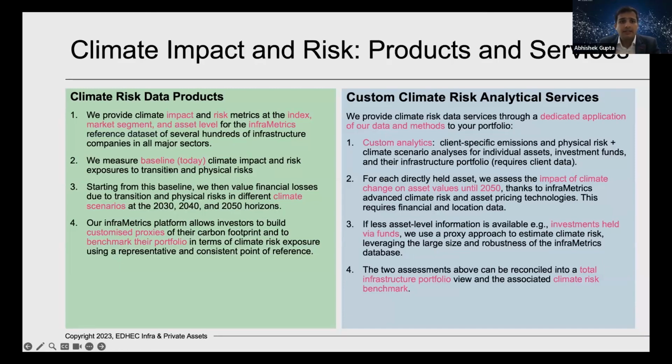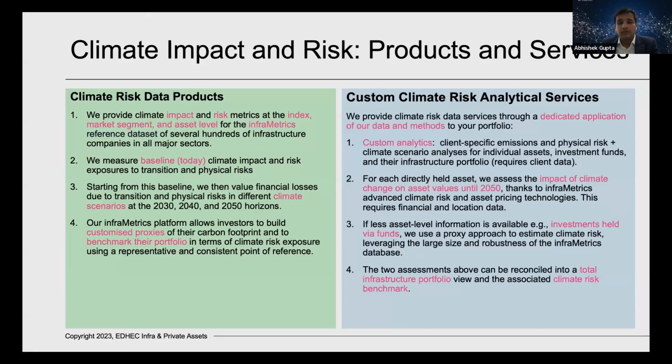We measure these baseline climate impact and risk metrics, the exposures to transition and physical risk. And starting from this baseline, we can also forecast, based on certain climate change scenarios, what can happen to these transition and physical risks for those same assets, segments, or indices that we talked about.